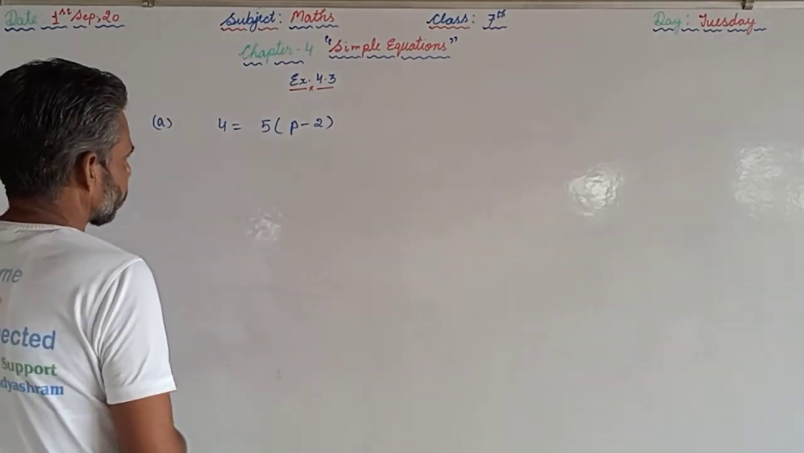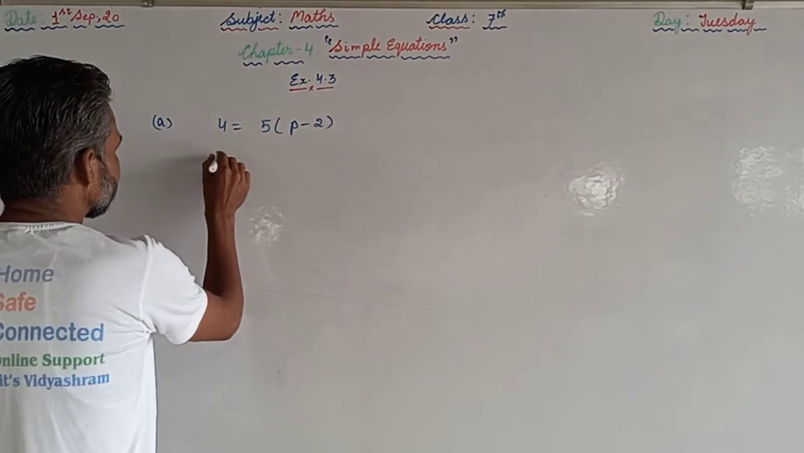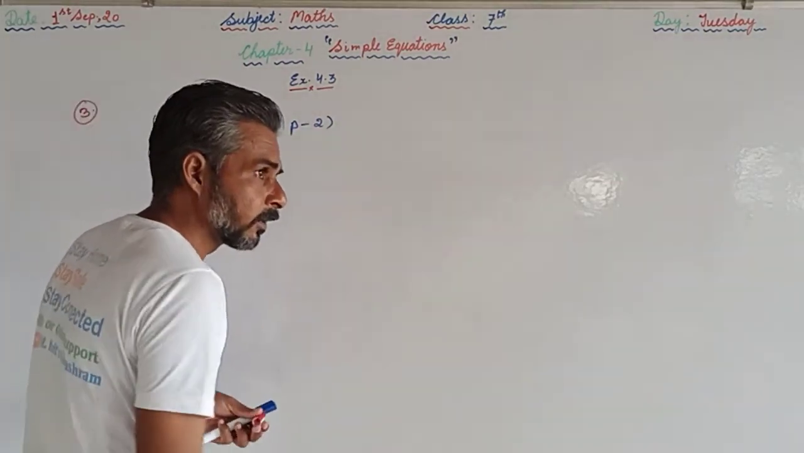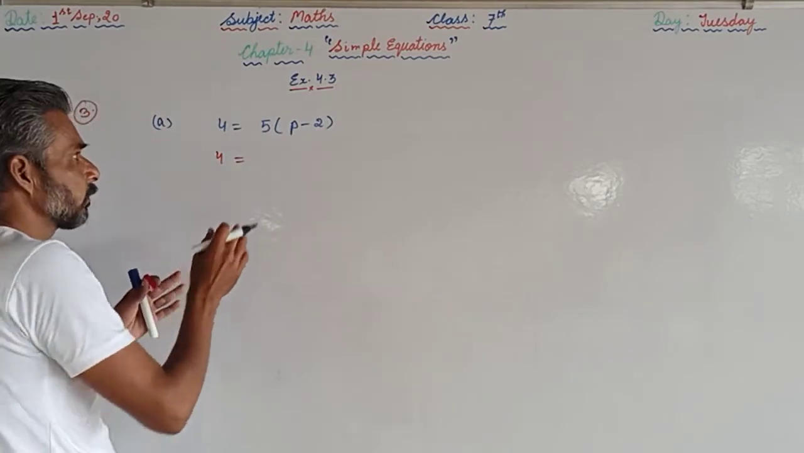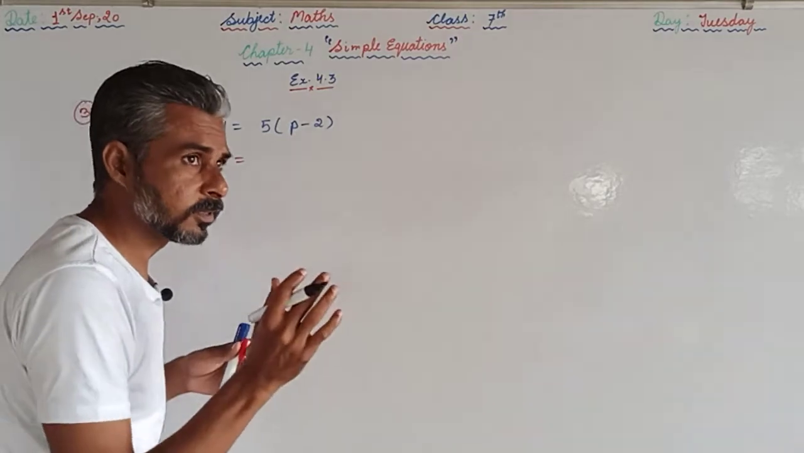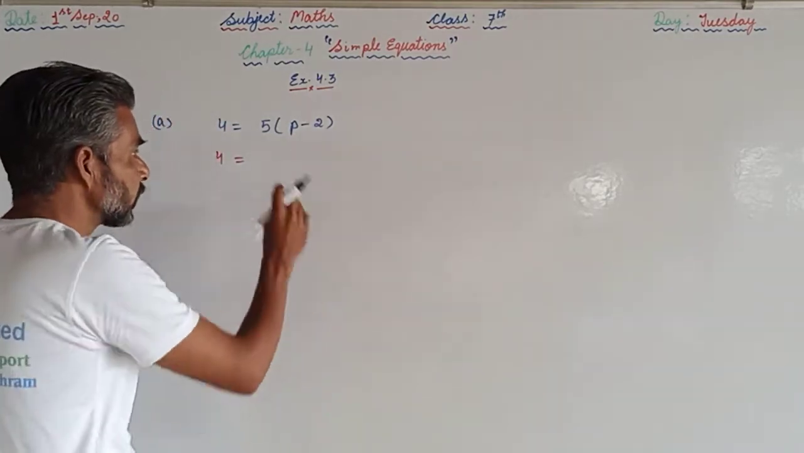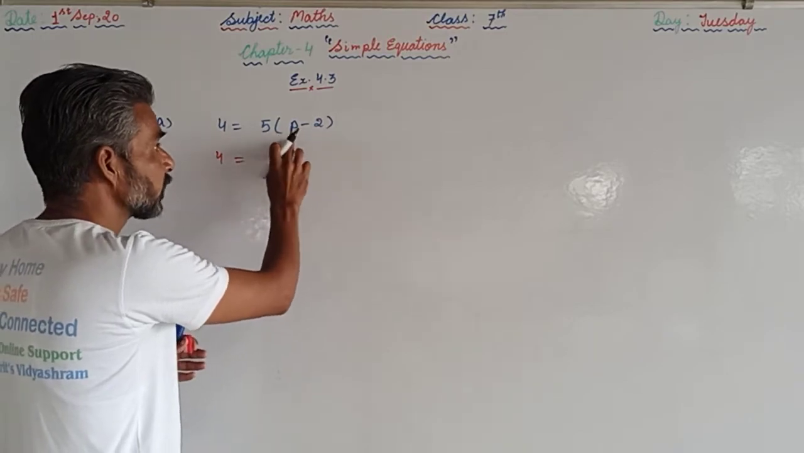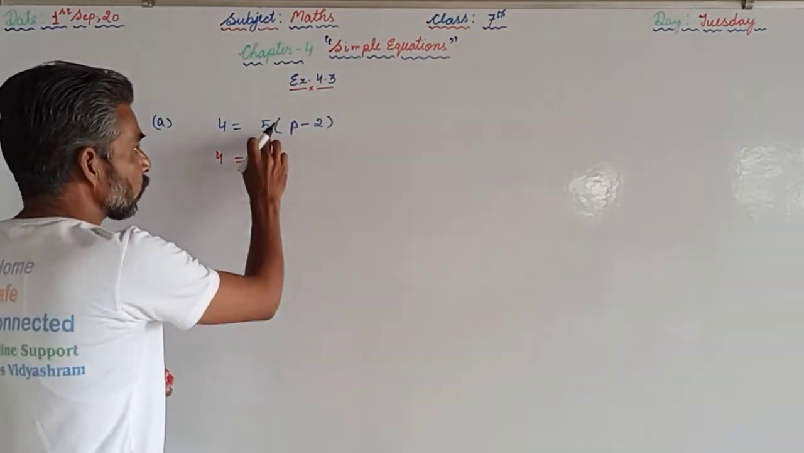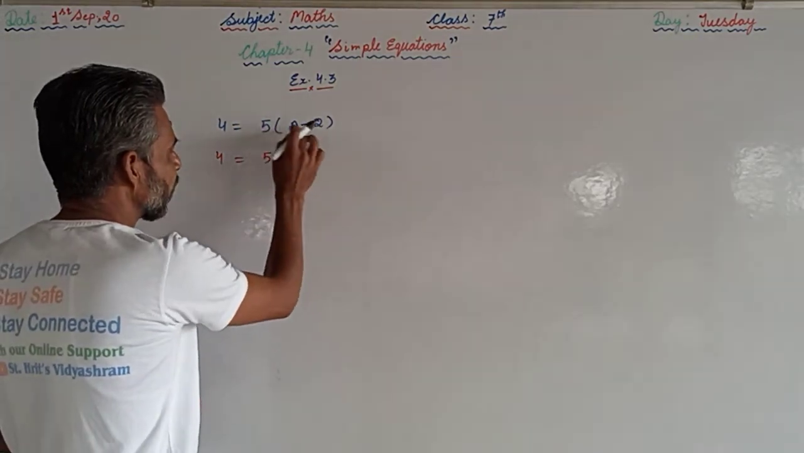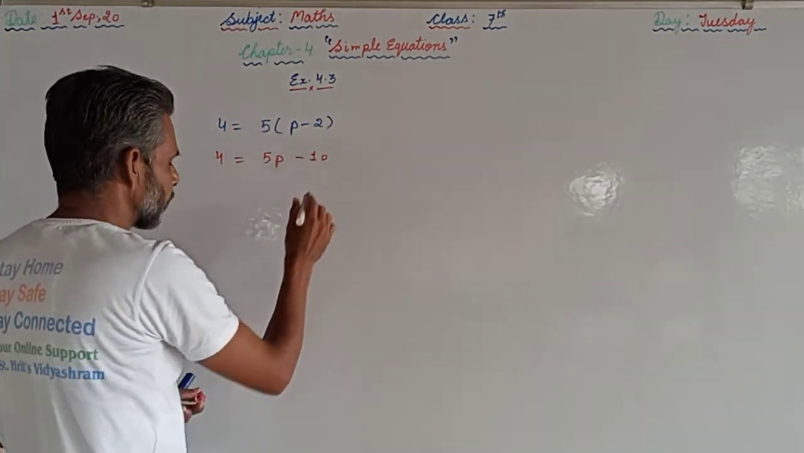So what we will do, we will write 4 here and we will multiply 5 into the bracket. When we are supposed to multiply any number into the bracket, then we are supposed to multiply all terms in this bracket. Means we are not supposed to multiply 5 with p only, we are supposed to multiply 5 with p as well as with minus 2. So 5 into p, 5p, plus minus minus 5 two's are 10.